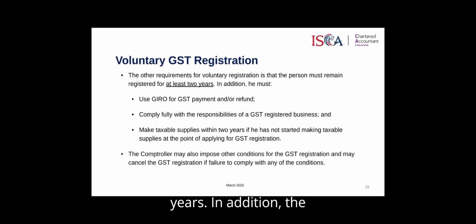In addition, the business must use GIRO for GST payment or refund, must certify that they will comply fully with the responsibilities of a GST-registered business, and make taxable supplies within 2 years if it has not started making taxable supply at the point of applying for GST registration. In addition to the standard conditions above, the Comptroller may also impose other conditions for the GST registration and will not hesitate to cancel the GST registration of the business if the business fails to comply with any of the prescribed conditions.